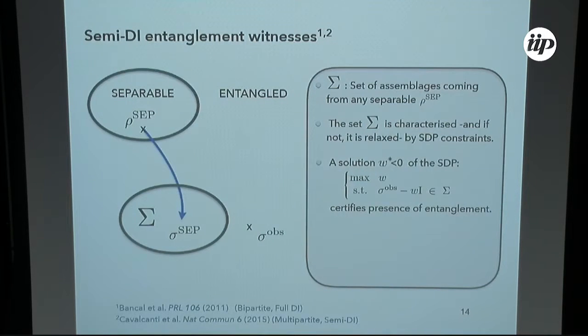And then the idea is to simply write an SDP where we want to find the maximal value W of noise that we can add. So we can think of adding white noise, but not in the space of states, but in the space of assemblages. What is the maximum amount of noise that I can add to some observed assemblage that the trusted parties see, such that this convex combination of the observed assemblage with my noise in this space belongs to this set of unsteerable assemblages, right?